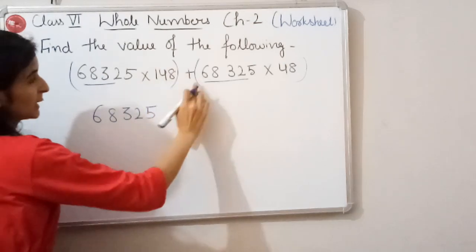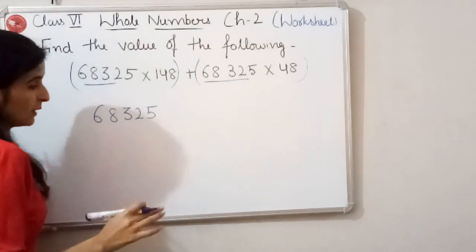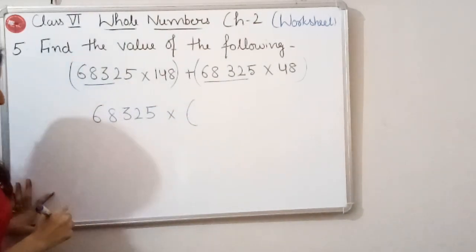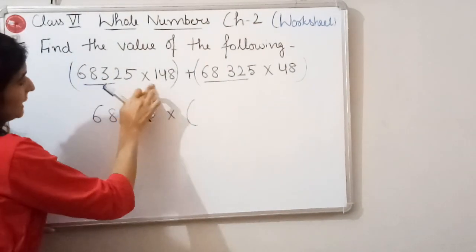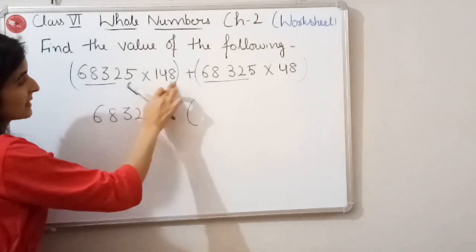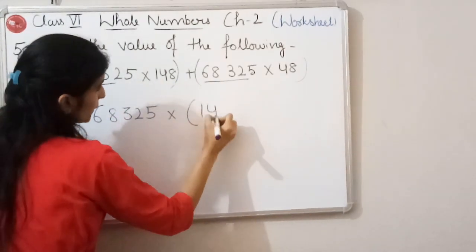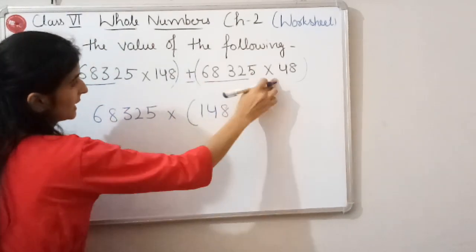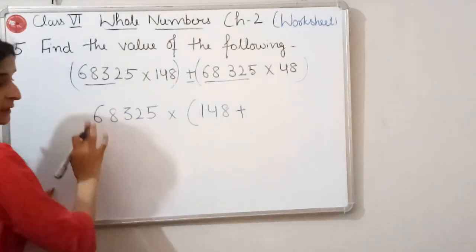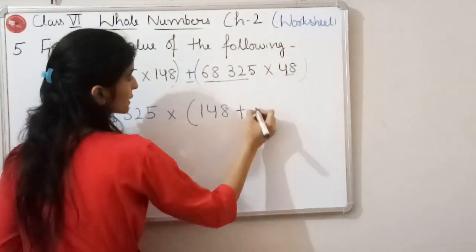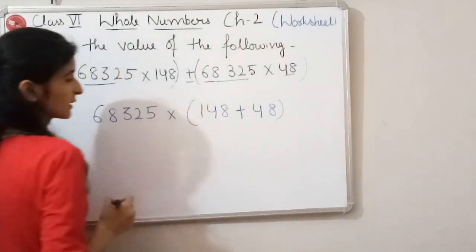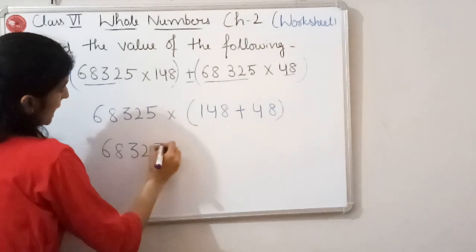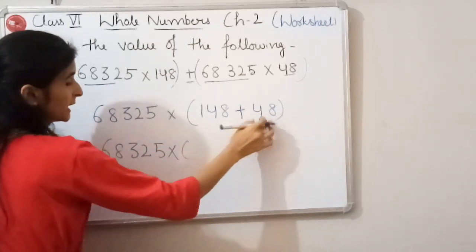After this there is a multiplication sign in both the terms. So we are taking this and the multiplication sign as common. Fine. Now this and this has come common. Now what is left here? 148. Now which sign is there? Plus. Now this and this we have again taken common. Now which number is left? 48. Okay. Now what we have to do? We have to add 148 and 48 first.